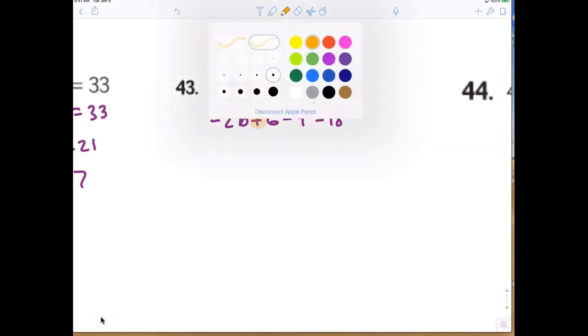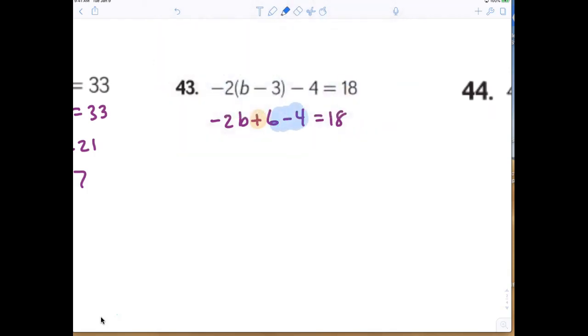Now, the next thing we're doing is combining terms. Oh, good for you. How come you switch the signs? Because a negative times a negative is a positive.